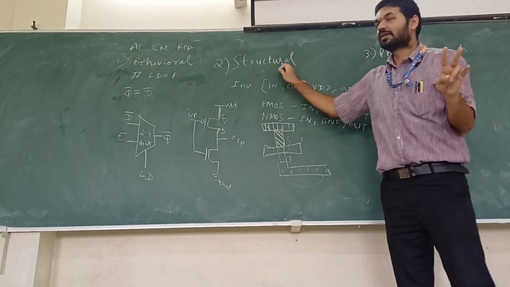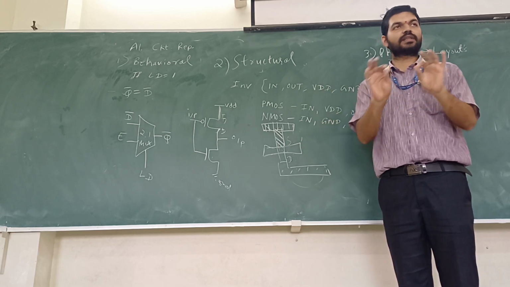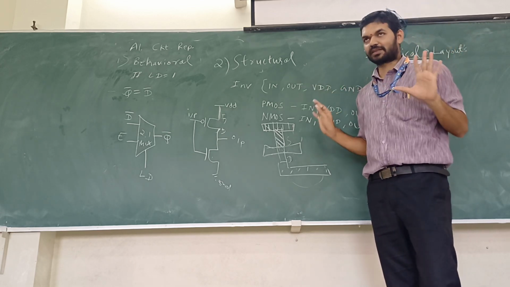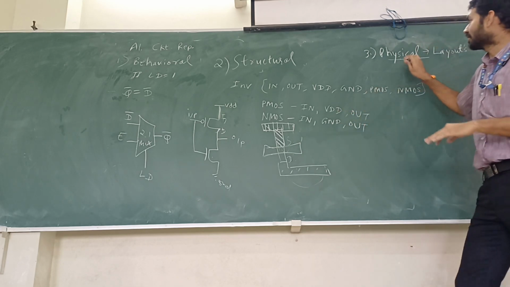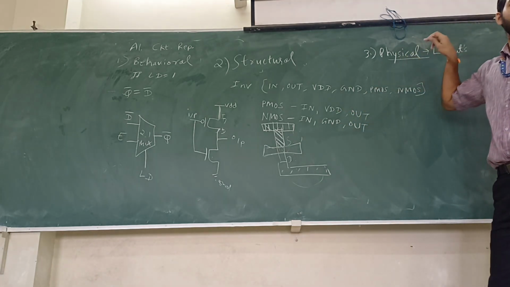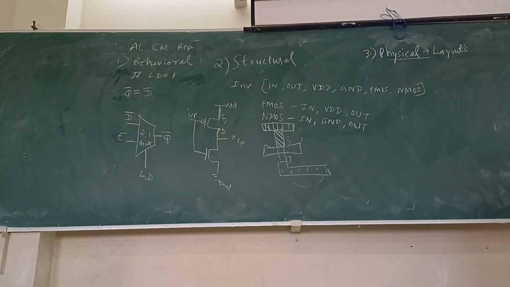Second is structural. The structure of the circuit is shown or explained, or we understand how the circuit looks like. But in detail, we can understand only through the physical way of representing the circuit. So these are the three different ways how a circuit can be represented.